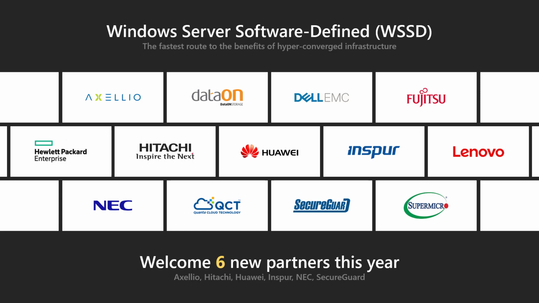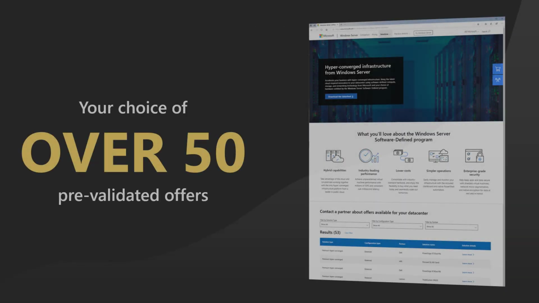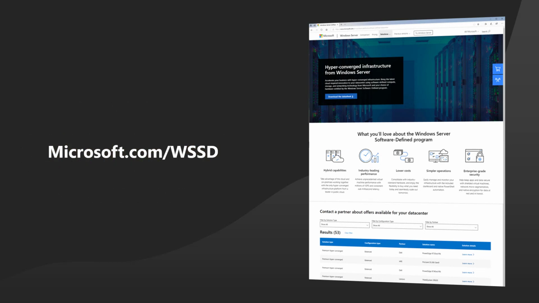And these solutions are listed on microsoft.com/WSSD. They are certified and pre-validated. All listed systems are certified for Windows Server 2016, and now more and more servers will be validated for Windows Server 2019. Microsoft.com/WSSD is your landing page if you are looking for a validated, certified solution for hyper-converged infrastructure.